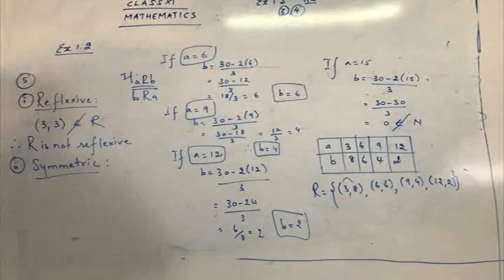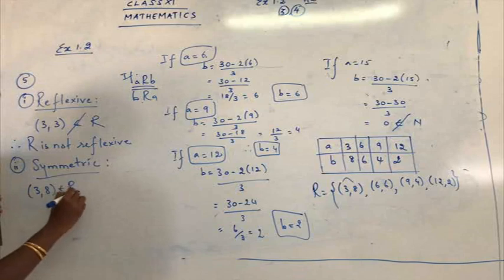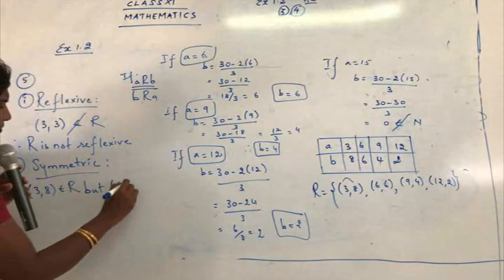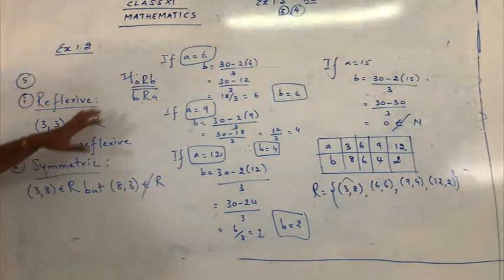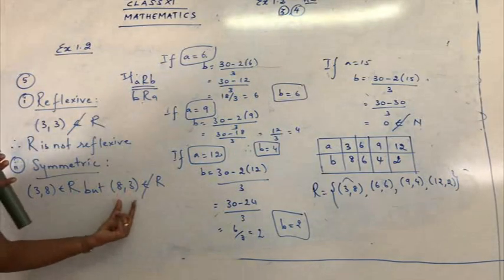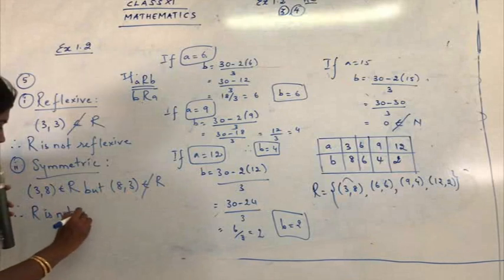So how are you going to write the statement? See here. 3, 8 belongs to R, done, that's there. But 8, 3 does not belong to R. This definition is not clear, yes. The definition says A related to B implies B related to A. A is related to B, okay. But B is not related to A. Therefore, R is not symmetric.